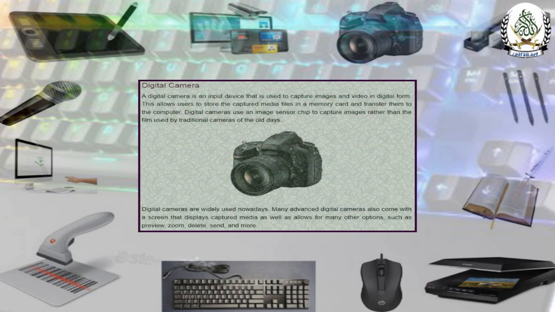Digital camera. A digital camera is an input device that is used to capture images and videos in digital form. This allows users to store the captured media files in a memory card and transfer them to the computer. Digital cameras use an image sensor chip to capture images rather than the film used by the traditional cameras of the old days. Digital cameras are widely used nowadays.